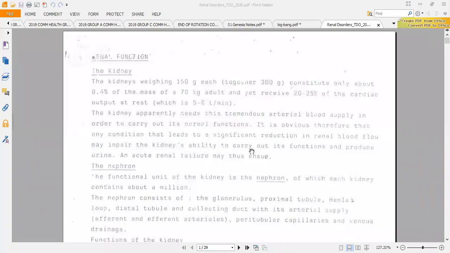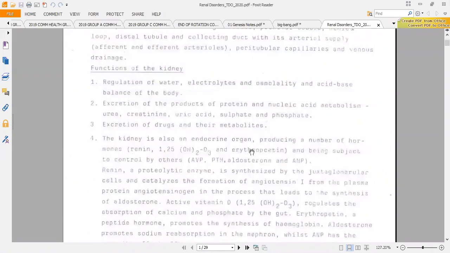So when you take the kidneys, please, is the slide clear enough? It's very faint. I don't know whether you guys can see it. Please, is it clear enough?